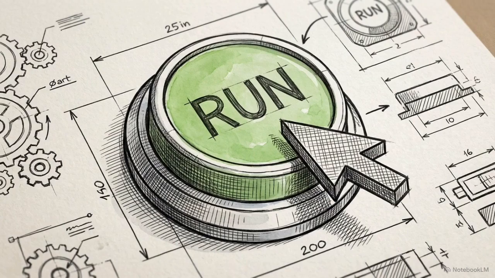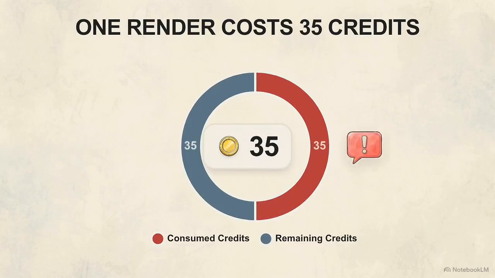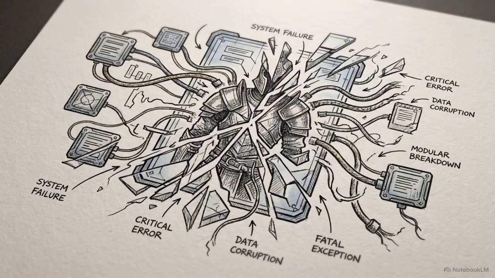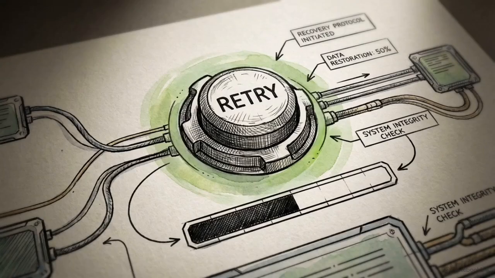Hit run. Because we selected the 7-second duration, this render will consume 35 credits, exactly half of the 70 we secured at signup. AI video generation is not perfectly reliable. You should expect occasional errors, like warped backgrounds, dissolving geometry, or subjects suddenly growing extra limbs. This is where our setup proves its worth. If the render fails, you have 35 credits left for one immediate retry.